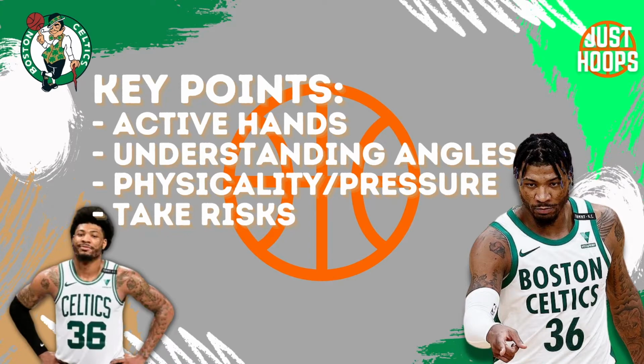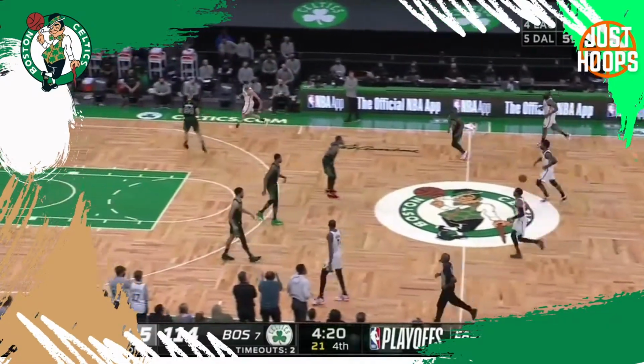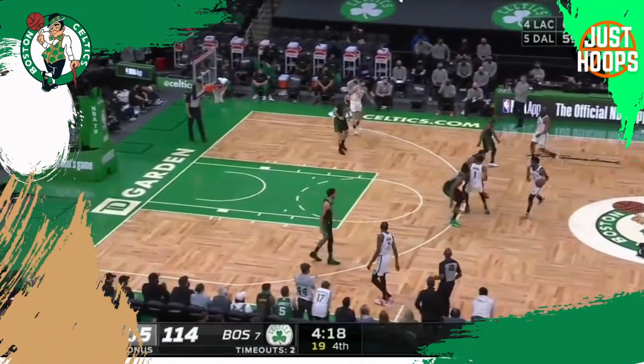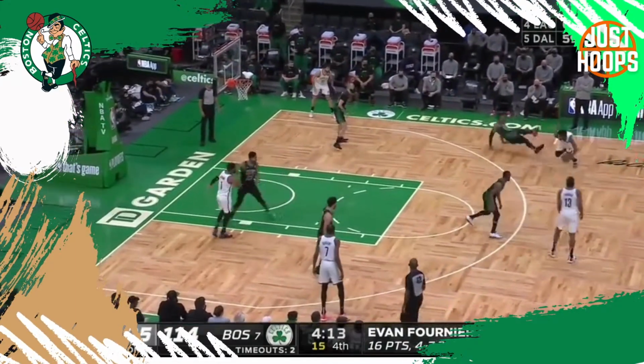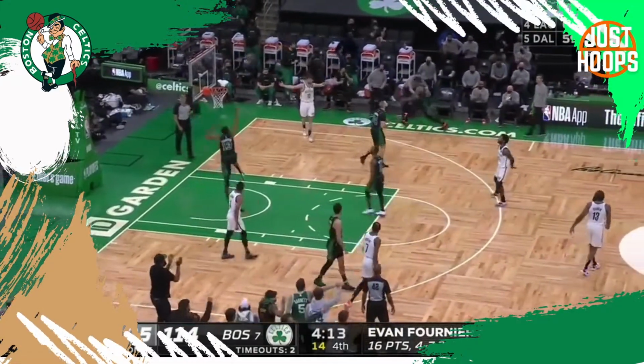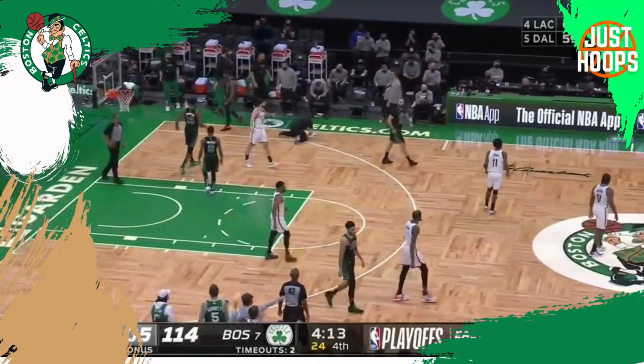So to finish up the video, we have one last clip. In this game against Brooklyn, see how Marcus Smart gets up into Kyrie, pressures the ball, gets over the screen, takes the hit in the chest, takes the charge. Plays like this are winning basketball.